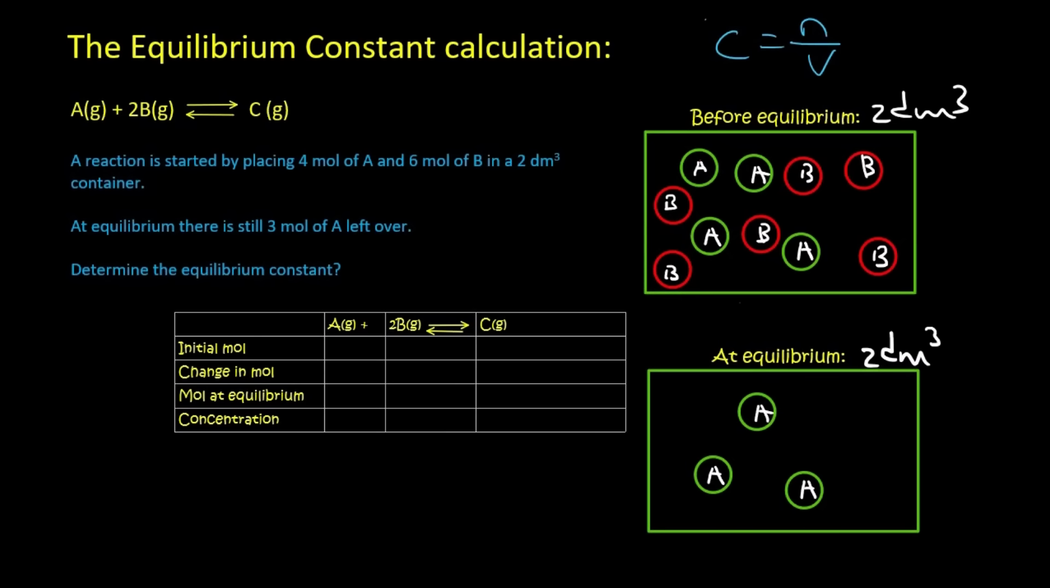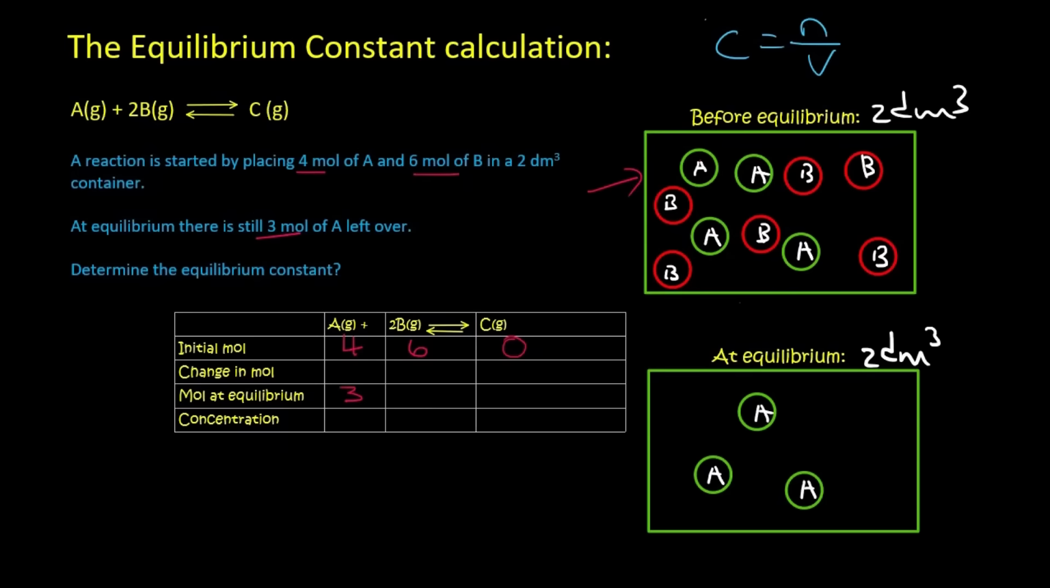So the way it works is the following. The first row says initial moles, so that's how many moles do we have before equilibrium, so at the beginning. So that you get from the question itself. We were given 4 moles of A and 6 moles of B. They don't mention anything about C, and so we assumed that that was 0. Then at equilibrium, they said that we had 3 moles of A, so I'll put a 3 over here.